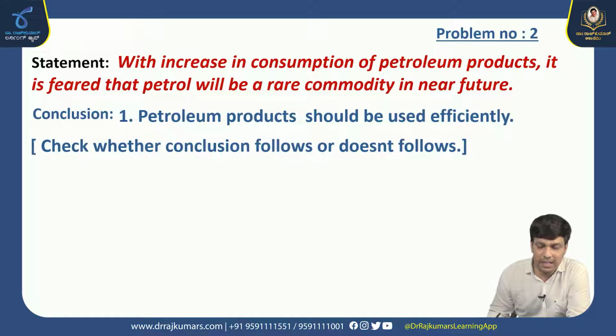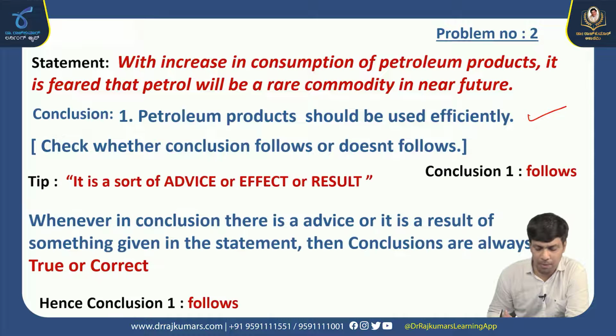Statement, with increase in consumption of petroleum products, it is feared that petrol will be a rare commodity in the near future. Let's see the conclusion now. Conclusion 1, petroleum products should be used efficiently. Check whether the conclusion follows or doesn't follow. Tip, it is a sort of advice or result or effect. They are telling that the conclusion part is a sort of advice, result or effect of the statement.